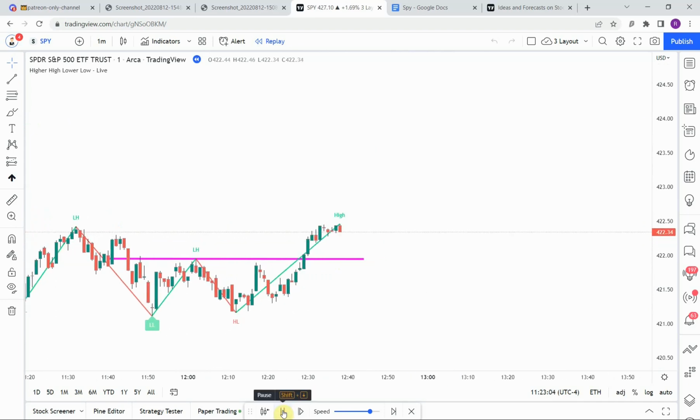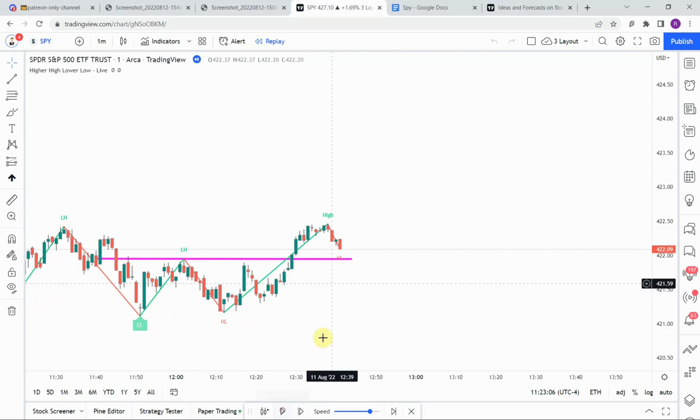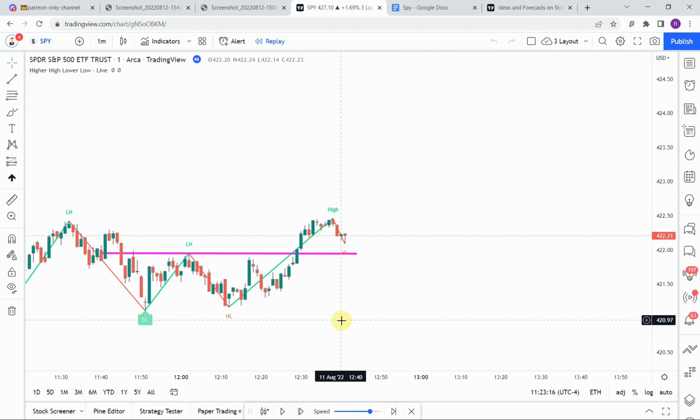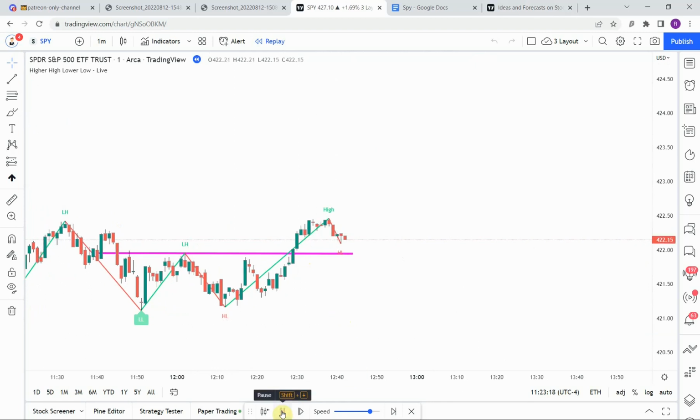Now we may not always get the pullback into this area right here. That's important to remember. Sometimes price just changes direction and shoots off, takes off without you, and that's okay. Happens sometimes. You're not going to catch 100% of every move. Let's go ahead and play it forward.